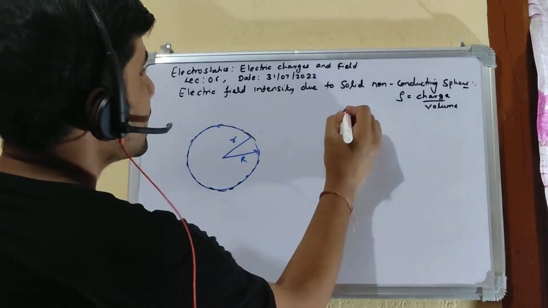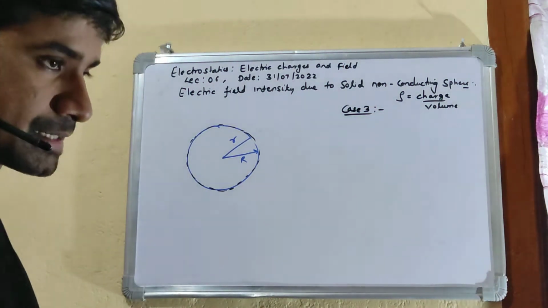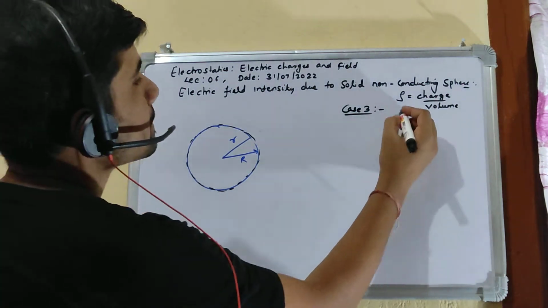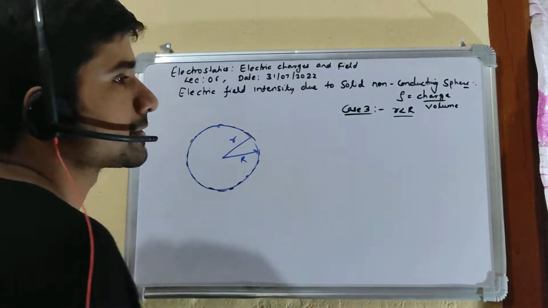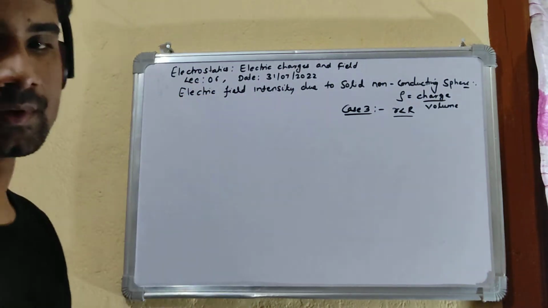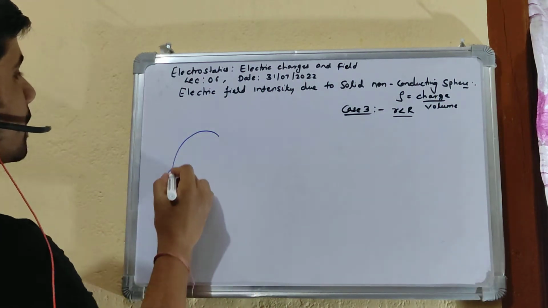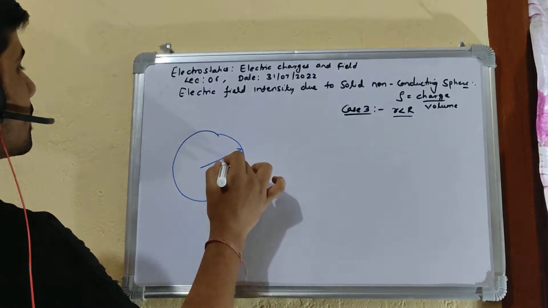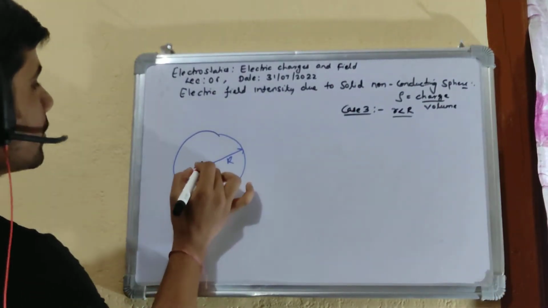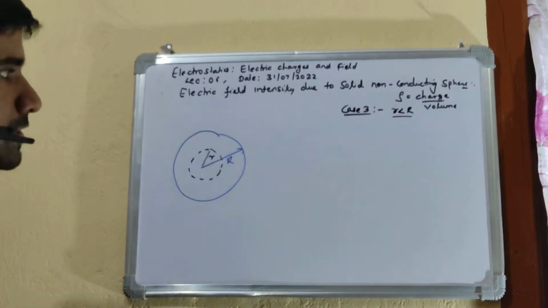So case 3, right? Case 3 means r is less than R. So this is the case. Let me redraw the diagram. This is my sphere. The radius is R, right? And my point of interest is somewhere at a distance r from the center, and this is my Gaussian surface, right?